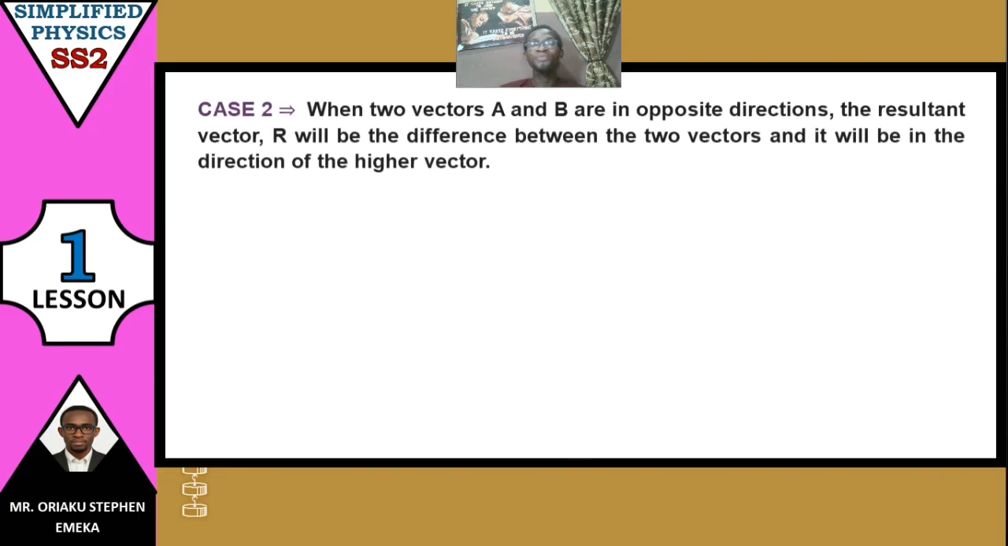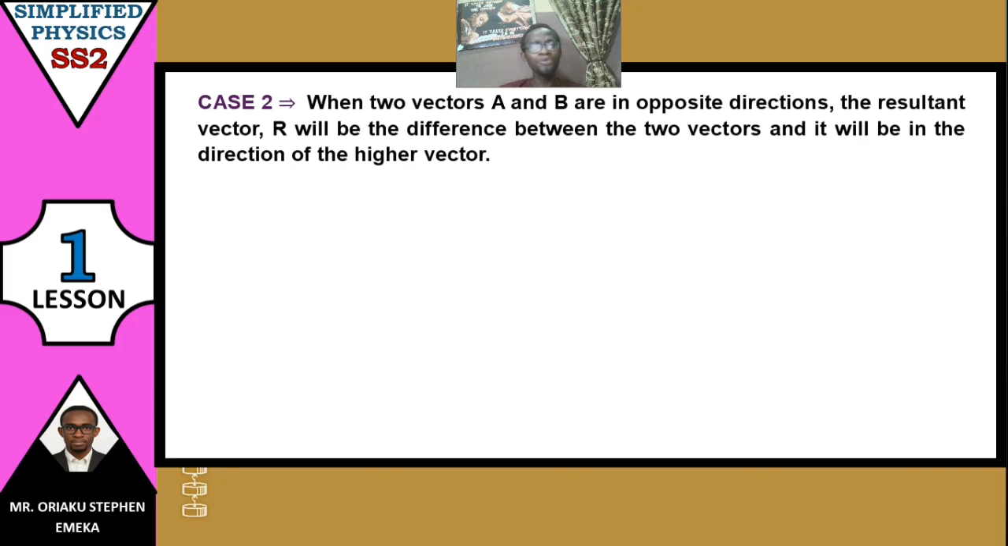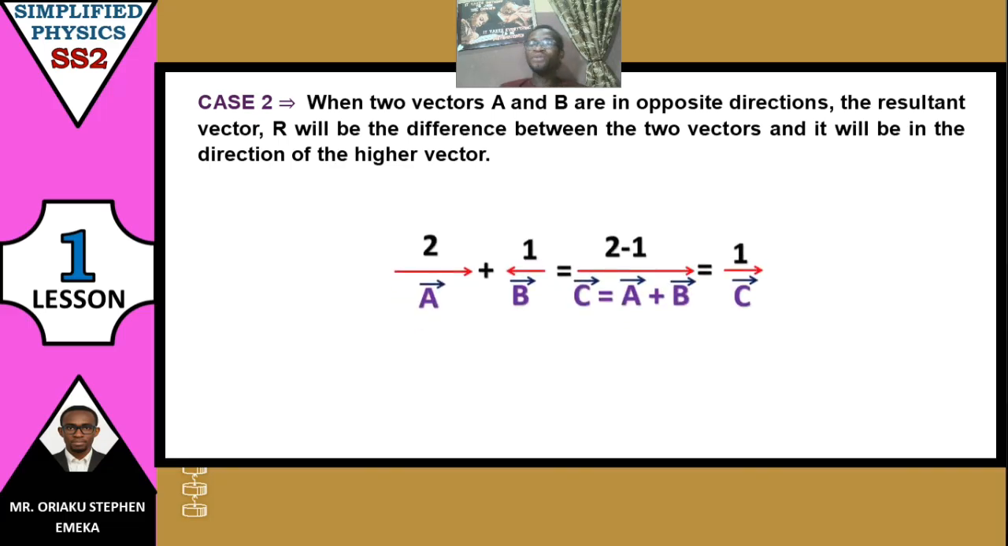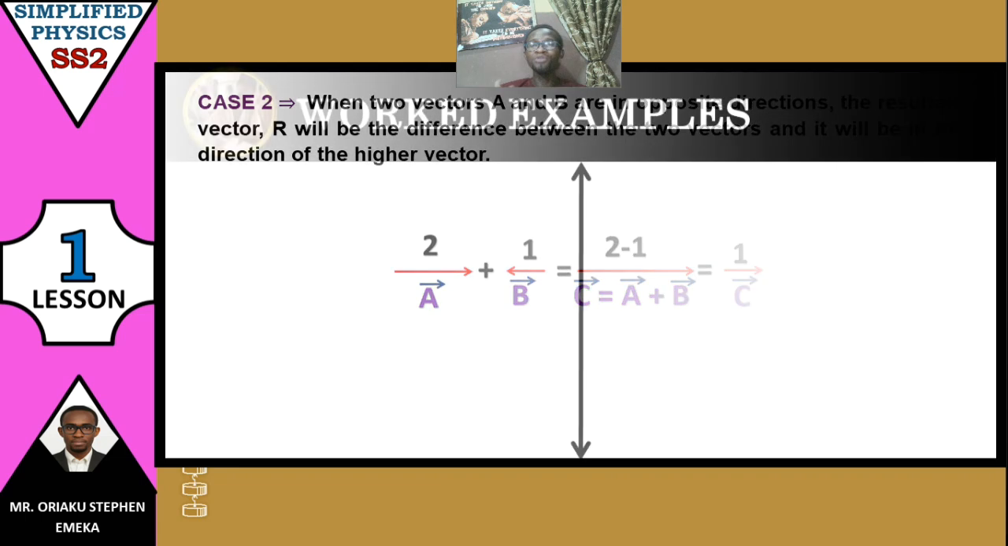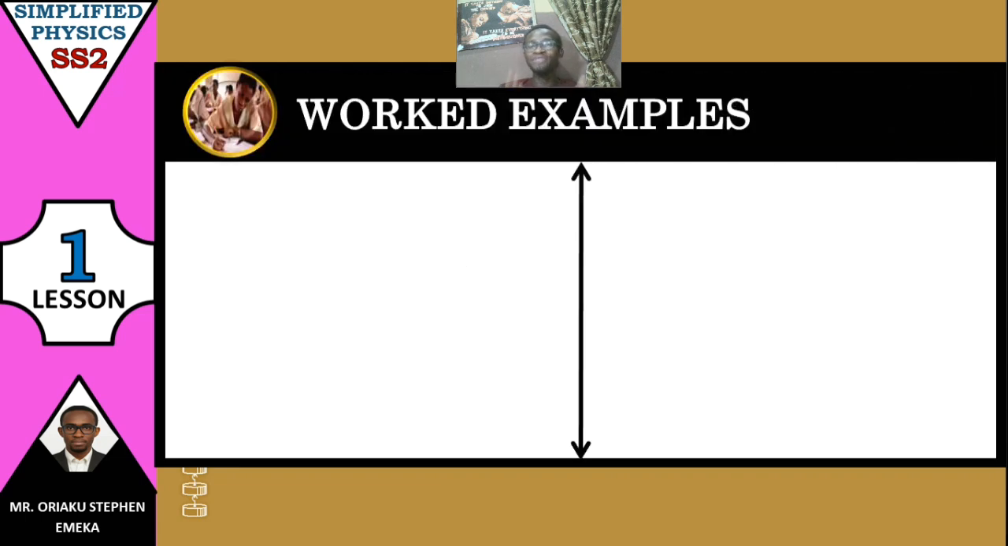Case 2. Case 2 is when two vectors are in opposite direction. Now when a vector A is opposing vector B, these two vectors will try to cancel the effect of each other. So how do we get this? For this case, the resultant is going to be the difference between the bigger one and the smaller one, and it will be in the direction of the bigger one.